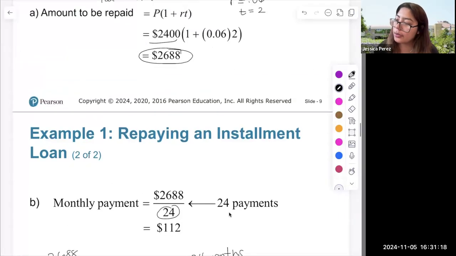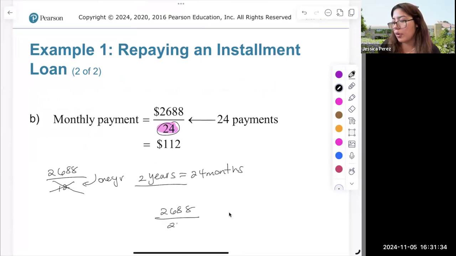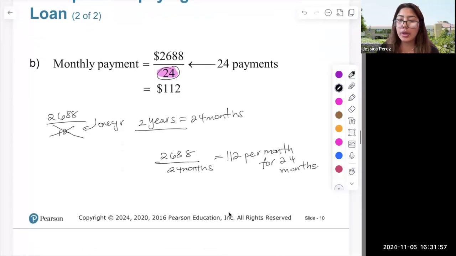So you're going to use the amount paid over 24 months because there are 24 months in 2 years, not just 1 year. So you need to be careful. You're using it for 2 years, so it's going to be 2,688 over 24 months. And that is $112 per month for 24 months. So he's going to have an installment plan for that furniture for 24 months, given that his principal was 2,400.